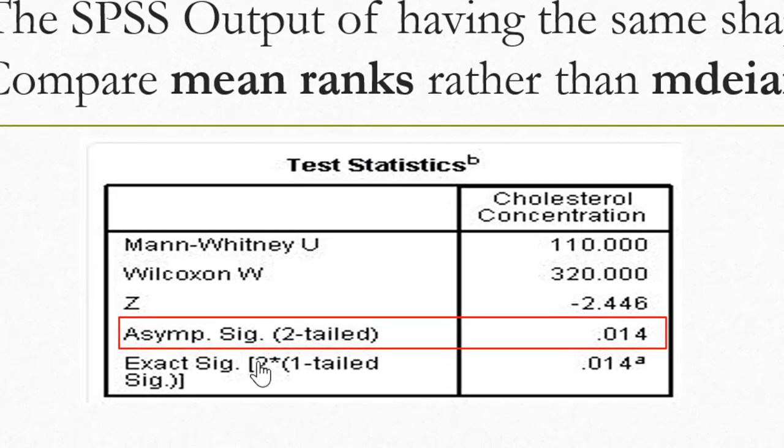For the test statistics, we are going to use this table, Asymptotic Significance, two-tailed. We can take the p-value, which is here 0.01. This p-value is less than 0.05. If the p-value is less than 0.05, we reject the null hypothesis that states that there is no statistically significant difference between the groups, and this means that there is a statistically significant difference between the groups.